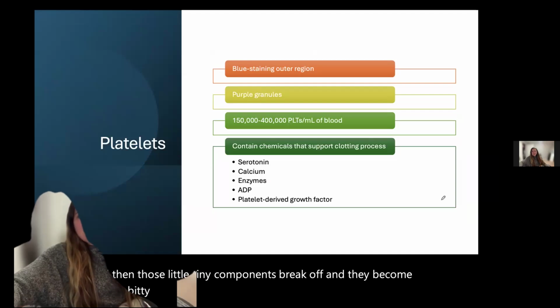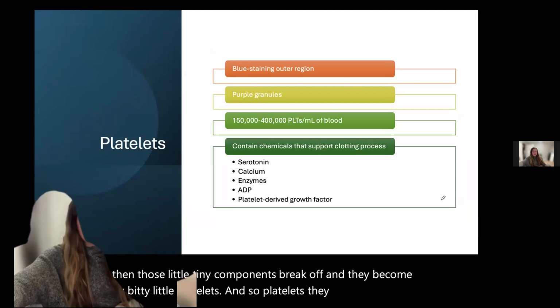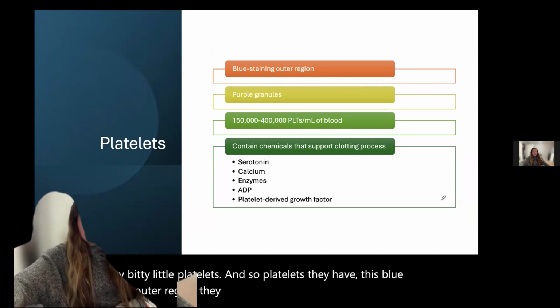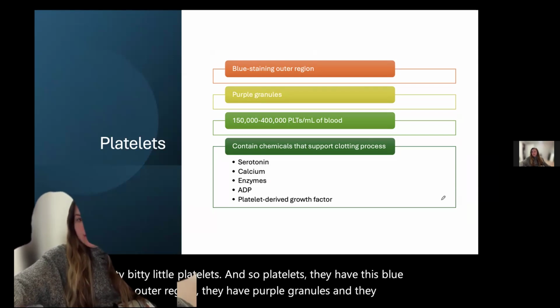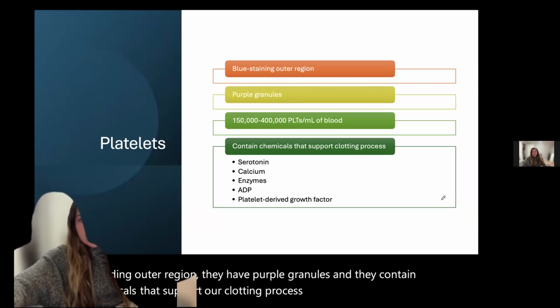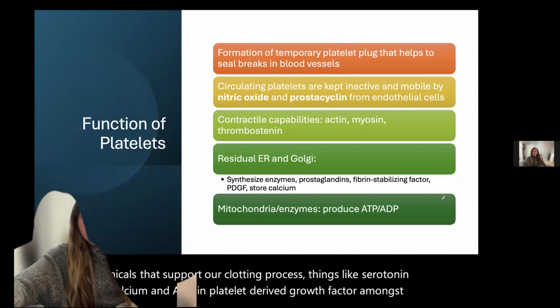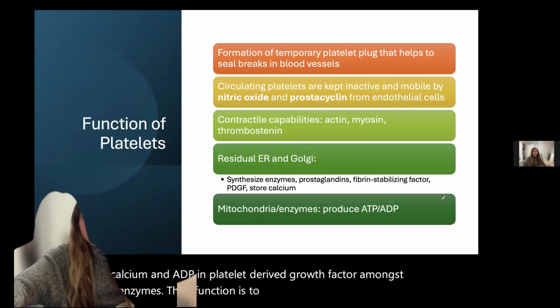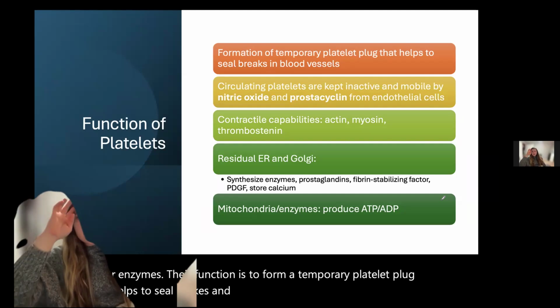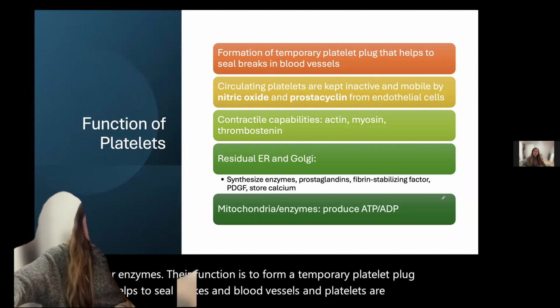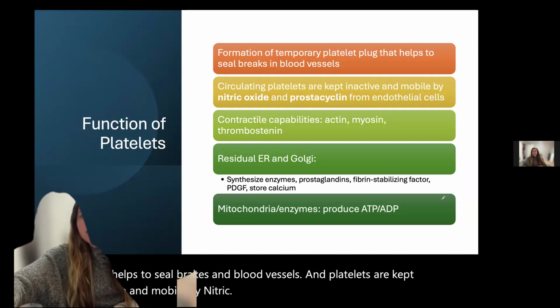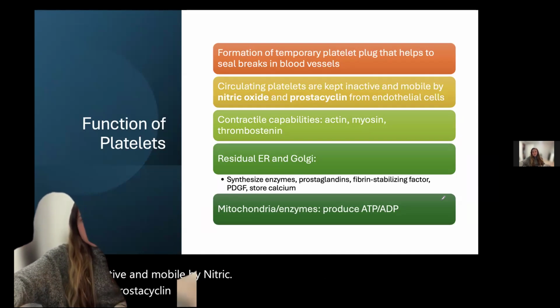Platelets have a blue staining outer region and purple granules, and they contain chemicals that support our clotting process, things like serotonin, calcium, ADP, and platelet-derived growth factor, amongst other enzymes. Their function is to form a temporary platelet plug that helps to seal breaks in blood vessels. Platelets are kept inactive and mobile by nitric oxide and prostacyclin secreted from our endothelial cells.